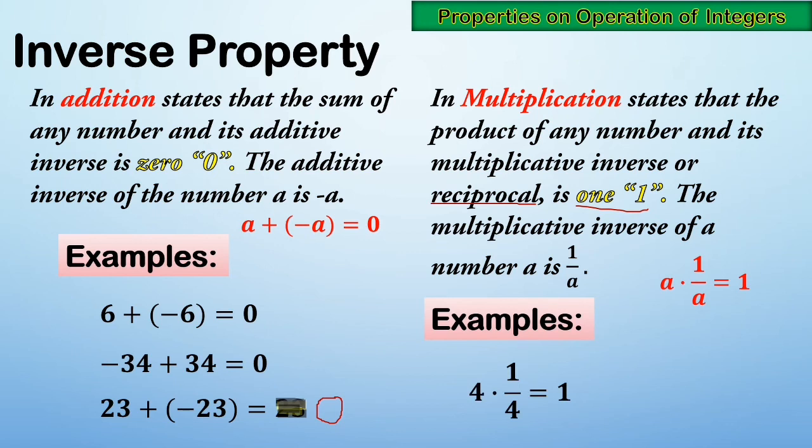Example, 4. The reciprocal of 4 is 1/4. Therefore, 4 times 1/4, 4 times 1 is 4, 4 over 4, the answer is 1. And that is the inverse property in multiplication. Okay? Another one, negative 12. The reciprocal of negative 12 is negative 1 over 12. If you multiply, the answer is 1. And that is the inverse property of addition and multiplication.